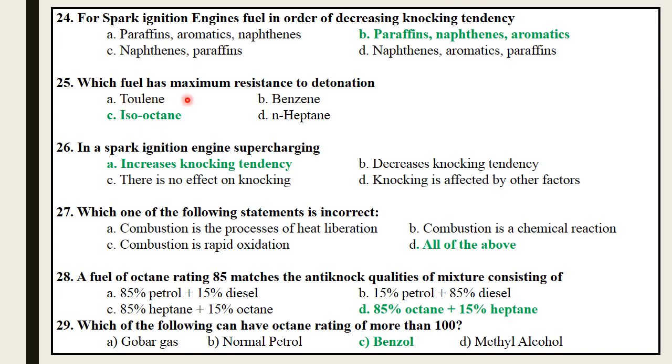Next, which fuel has maximum resistance to detonation? Toluene, benzene, isooctane, n-heptane. Isooctane has the maximum resistance to detonation, as isooctane has the higher octane number, that is 100 octane number.